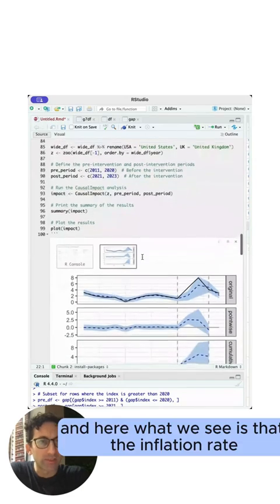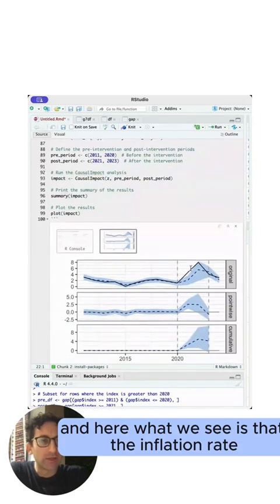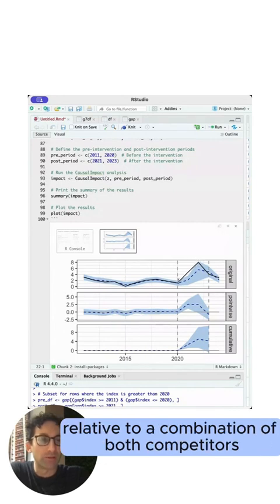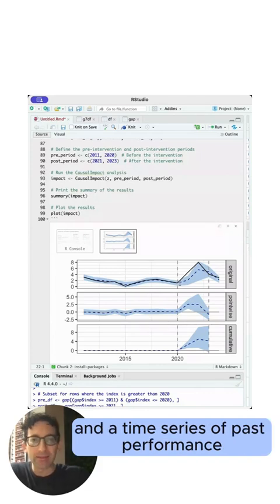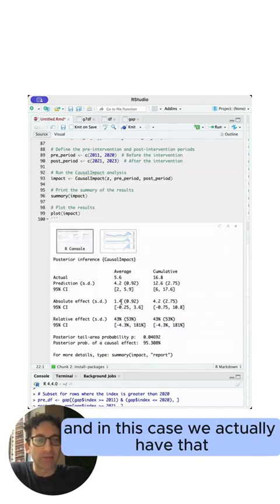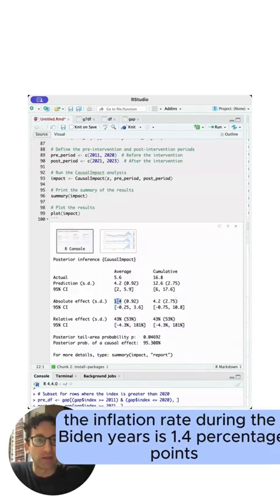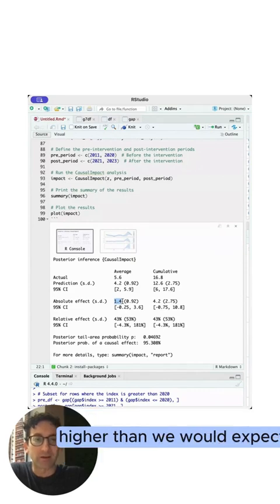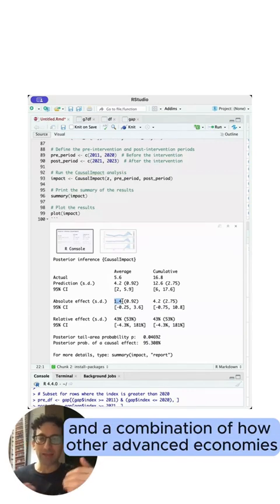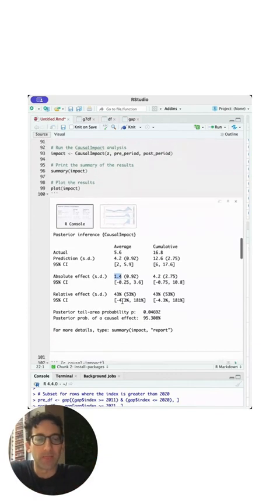And here, what we see is that the inflation rate during these 4 years really shot up relative to a combination of both competitors and a time series of past performance of the inflation rate. And in this case, we actually have that the inflation rate during the Biden years is 1.4% higher than we would expect based on the past time series and a combination of how other advanced economies are doing with inflation.